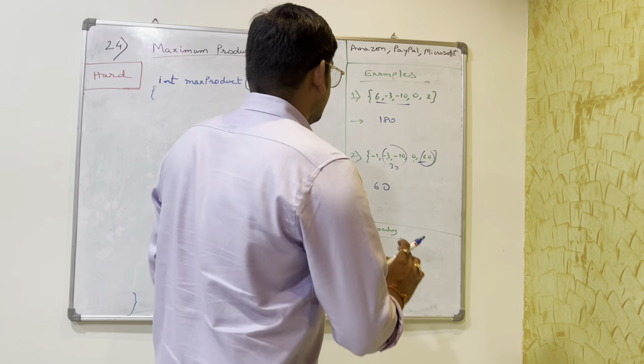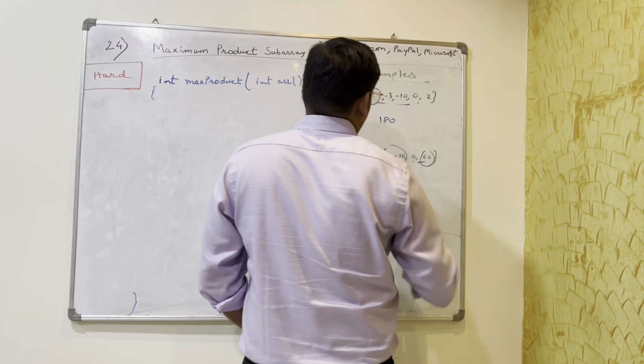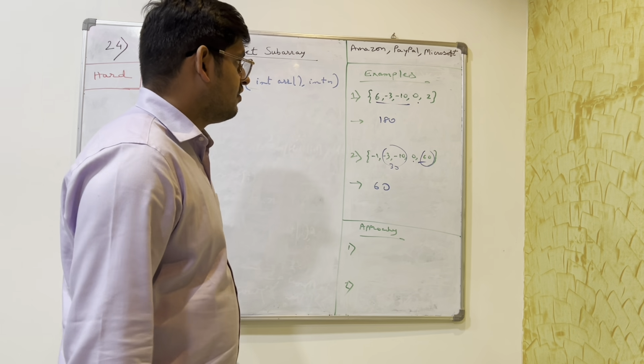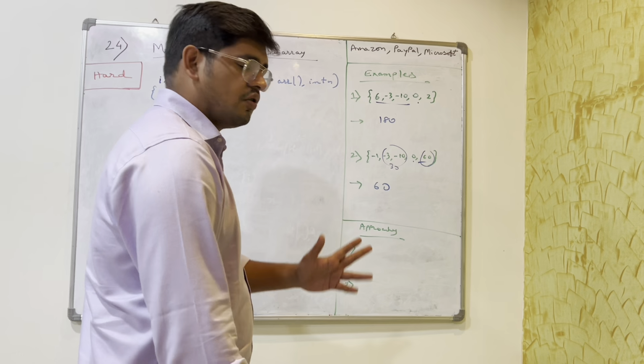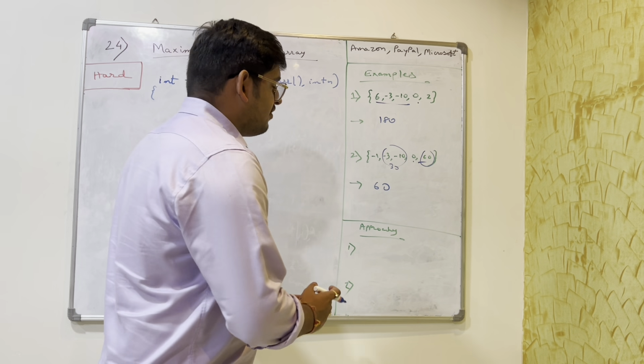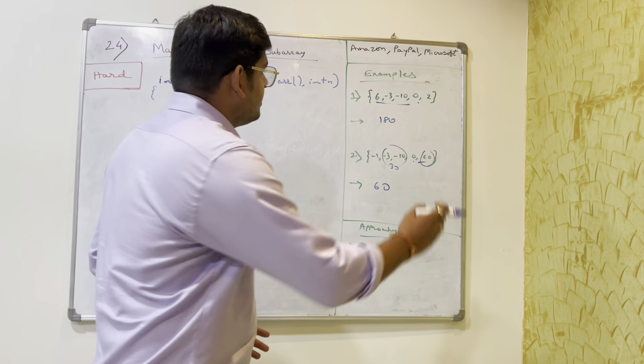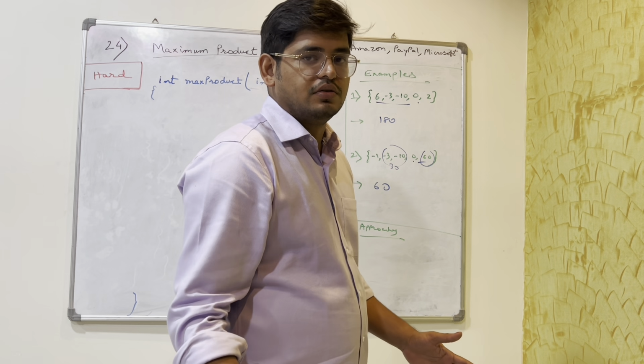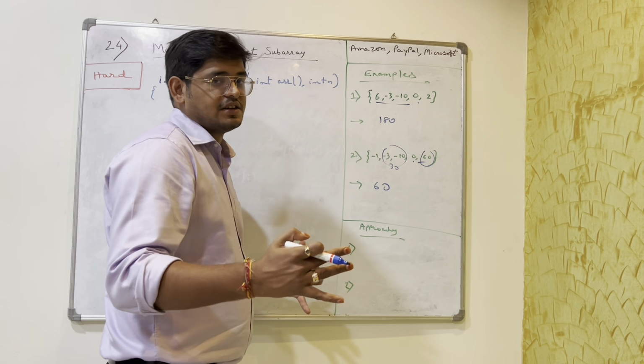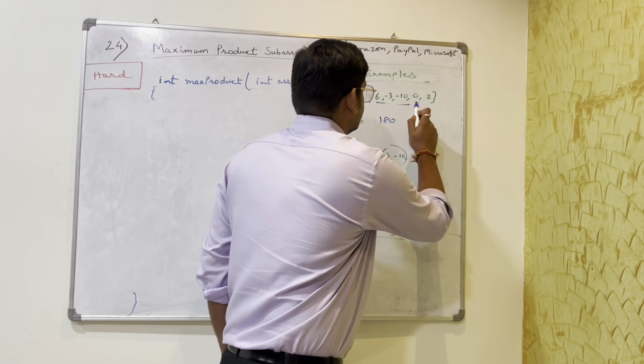So we have seen that whenever we reach 0, if we multiply any product with 0, obviously it is 0. And then if we include 0 in our subarray, then it would be 0. So we need to maximize our product. So we can't take 0, right?